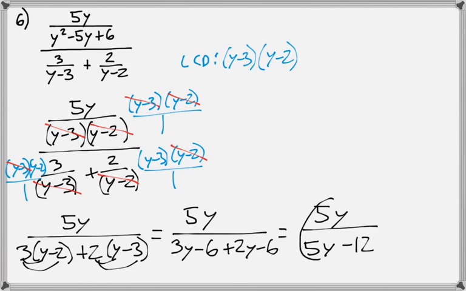I cannot cancel out those 5y's because this is a 5y minus 12. It's grouped together. And the only thing that will cancel out with a 5y minus 12 is another 5y minus 12. So that would be your answer.